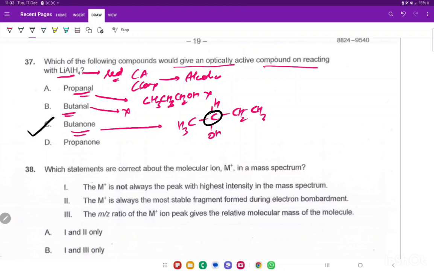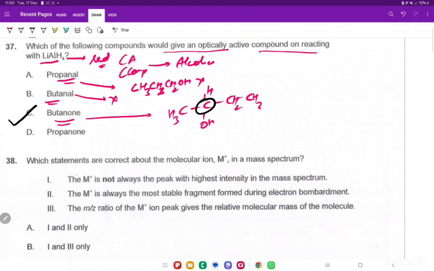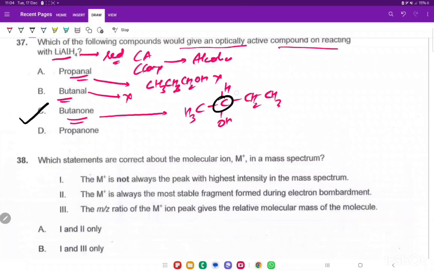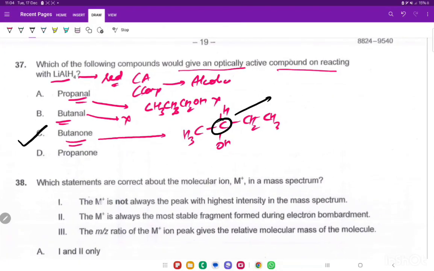Butan-2-one forms secondary alcohols, and secondary alcohols are generally optically active. In the case of butan-2-ol, with 4 carbons, it is optically active because it contains 4 different groups on the carbon. Since it contains a chiral carbon, it is optically active and will form optical isomers. The answer to question 37 is C.